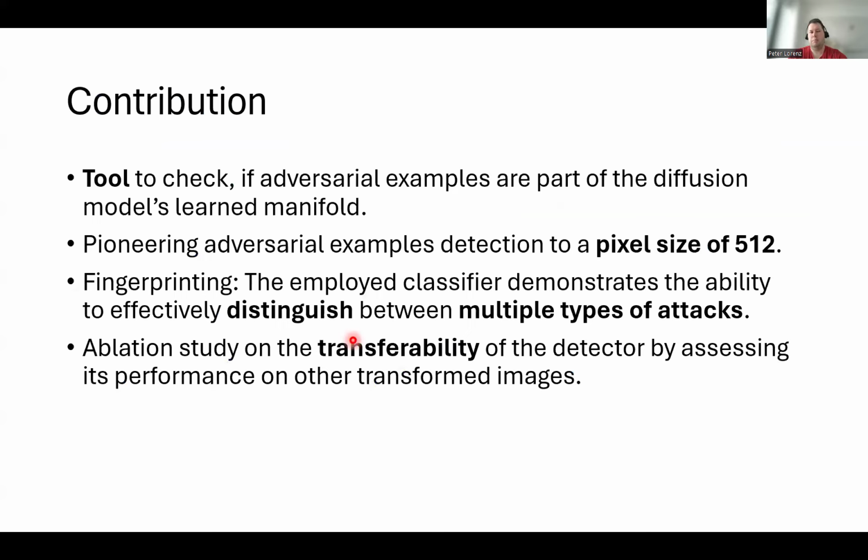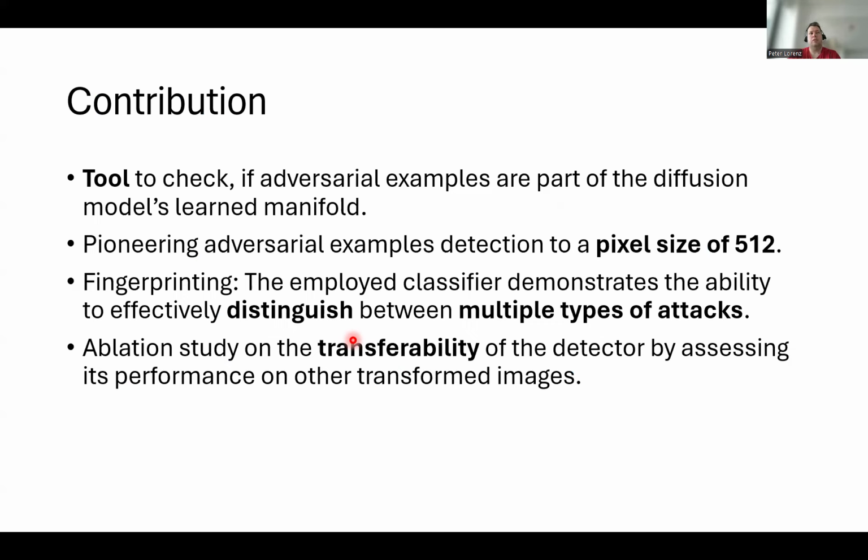Our contribution can be summarized as follows. First of all, we show a tool to check if adversarial examples are part of the diffusion model's learned manifold. Then, to our knowledge, we pioneer adversarial sample detection on images with a size of over 512 pixels. Before that, there were only detection results on smaller image sizes.